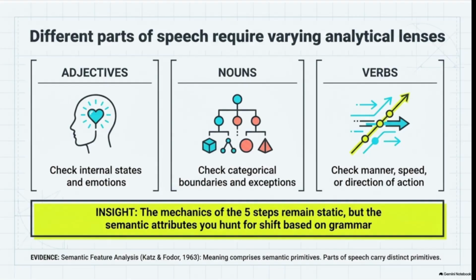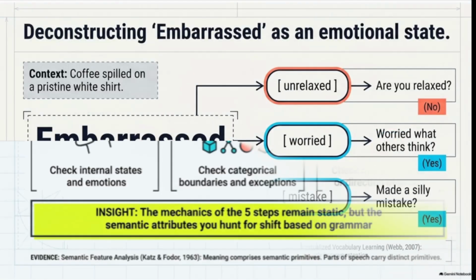For example, for the word mammal, we can ask, is a dog a mammal? Yes. Is a snake a mammal? No. For verbs, we may need to check the manner, speed, direction, or type of action. For example, for the word saunter, we can check, are you walking quickly? No. Are you walking slowly? Yes. Are you relaxed? Yes. So don't simply ask, what does this word mean? Instead, identify the important semantic features of the particular word.